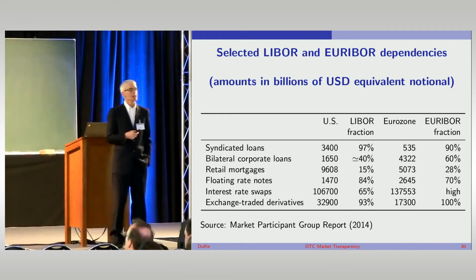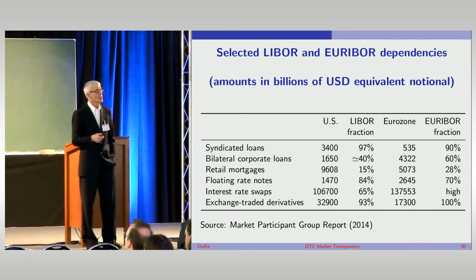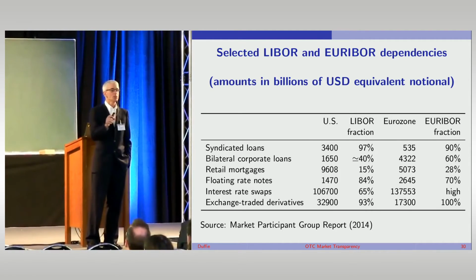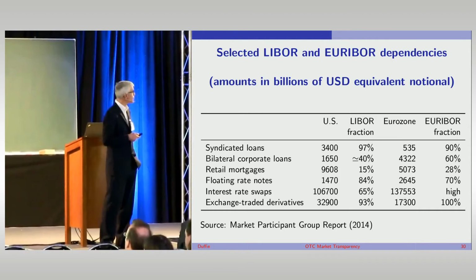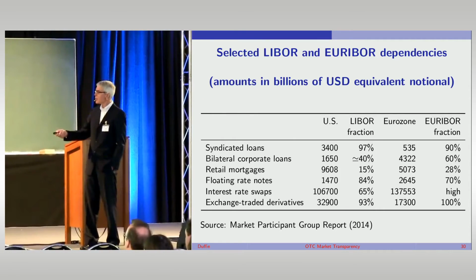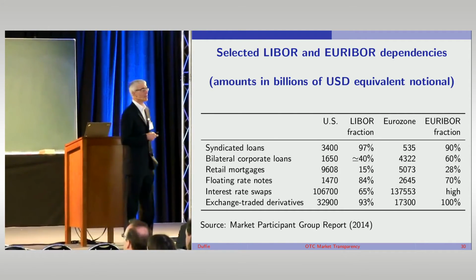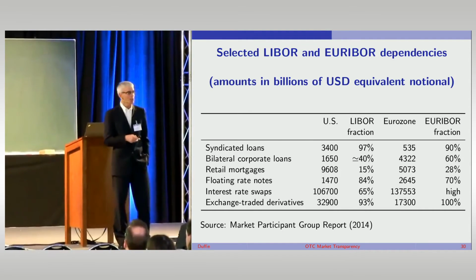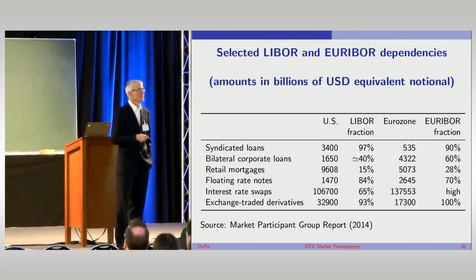Here's an example of the amount of dependence in the Eurozone and the US there is on LIBOR or Euribor. Euribor, if you don't know, is the Eurozone analog of LIBOR. It's the interest rate at which large banks are borrowing money. That's what was distorted. And you can look at the magnitudes. These are in billions of dollars or billions of euros. So let's look at, for example, the big number, which is Eurozone derivatives, interest rate swaps. Those are derivatives. 137,000 billion, or also known as 137 trillion euros of derivatives. That's a lot. Trillion with a T.